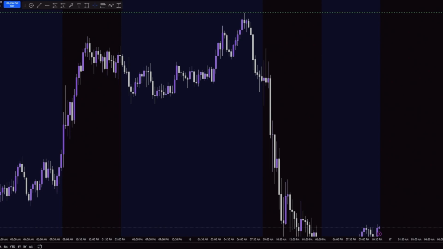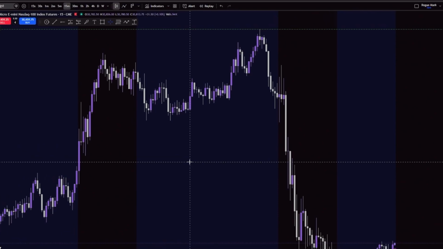Okay, so I do want to show some fair value gaps and inverse fair value gaps on the chart itself, and how price respected or disrespected this fair value gap.